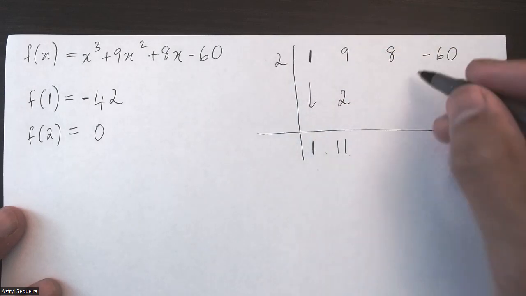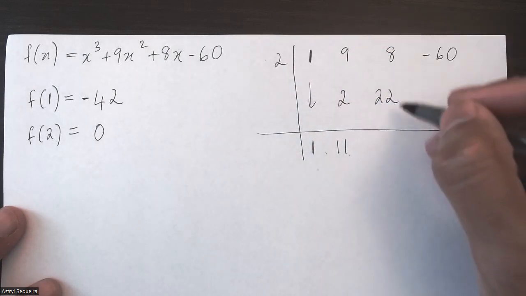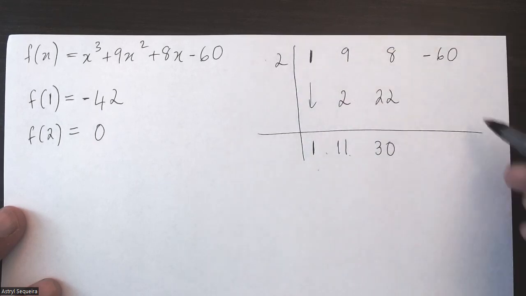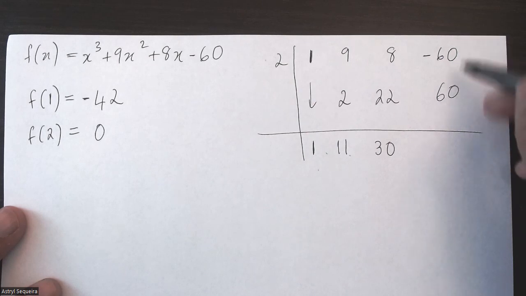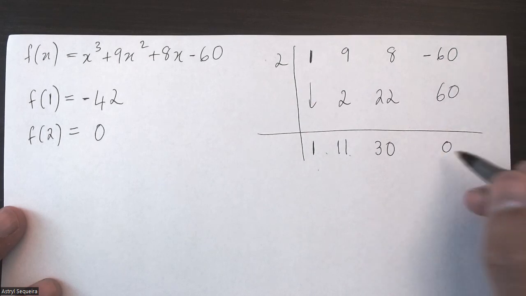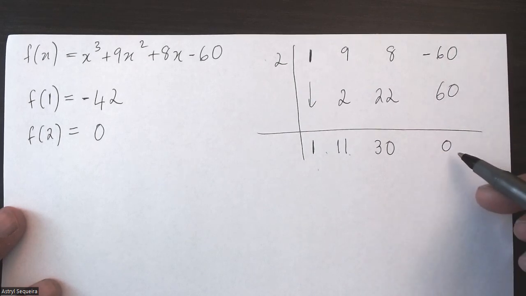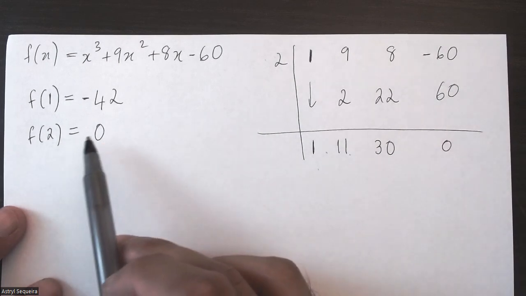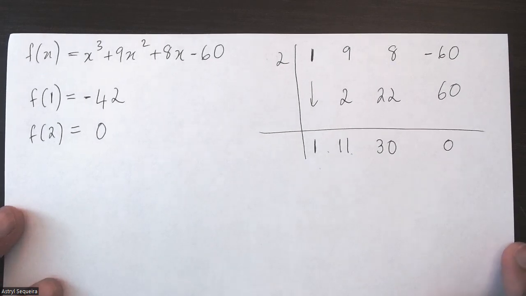Multiply 2 times 11 is 22. Add these two numbers, 30. Multiply those again, it's going to be 60. Add these two, and we get a remainder of 0, which should always be the case when you're factoring because we know that the remainder is 0 when we divide by x minus 2.